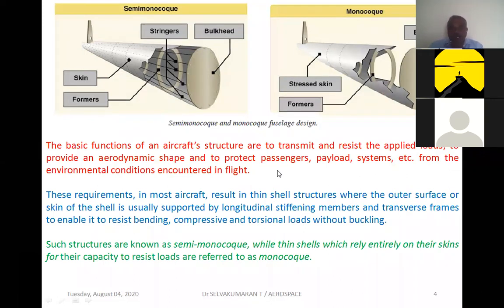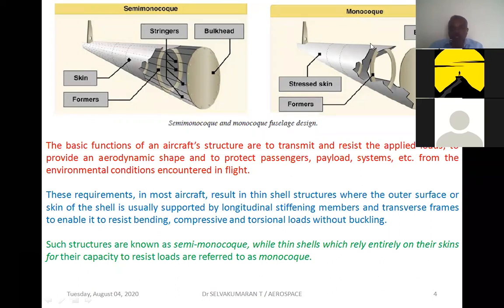By keeping all these requirements in our mind, it results in thin shell structures where the outer surface, or we call it the skin of the shell, is supported by the longitudinal stiffening members, or longerons. And we call this transverse frames or rings or formers, so that it can resist bending, compressive, and torsional loads without buckling. Such types of structures are called semi-monocoque structures.